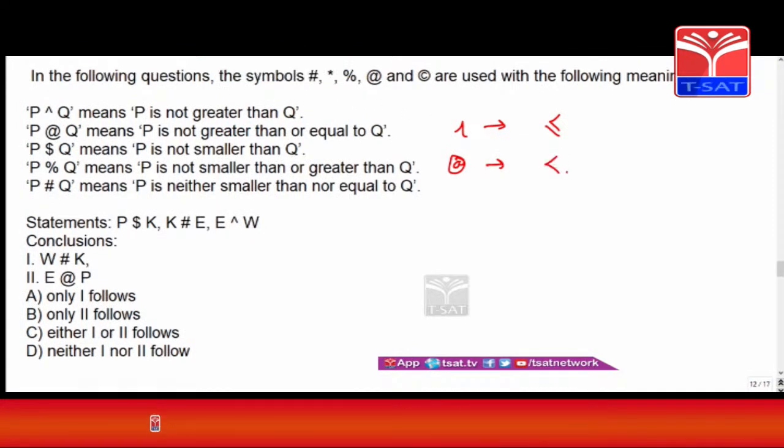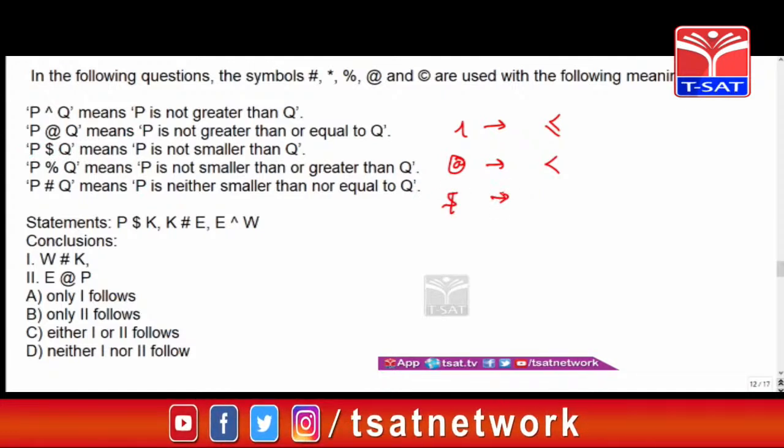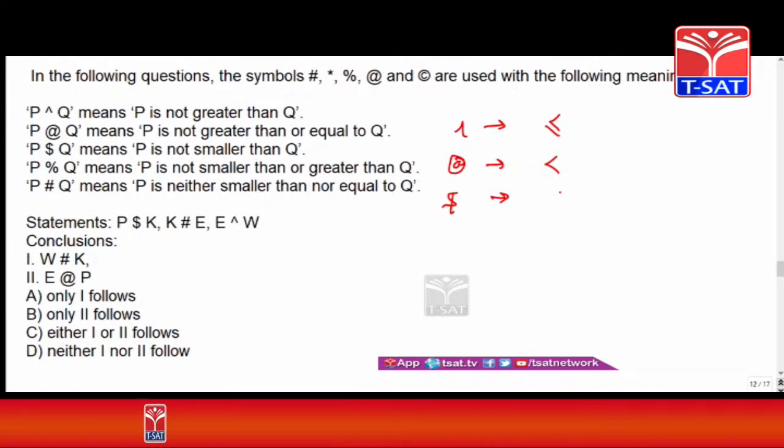See here, P is less than Q. P is not greater than or equal to Q means P is less than Q. That is the conclusion. Now see here, the dollar symbol. What does the dollar symbol represent? The dollar symbol means P is not smaller than Q. P is not smaller than Q means P is greater than or equal to Q.